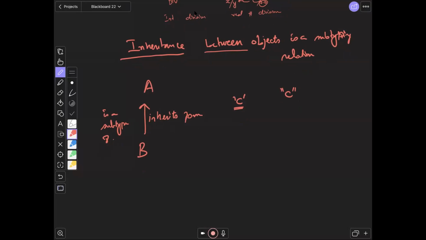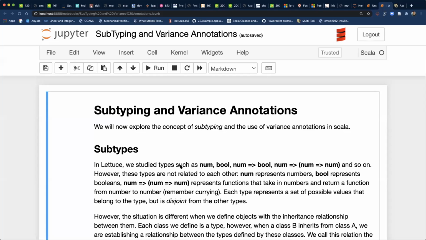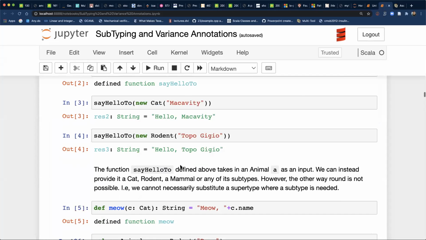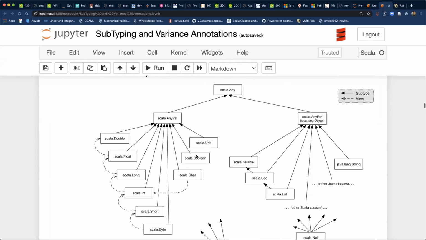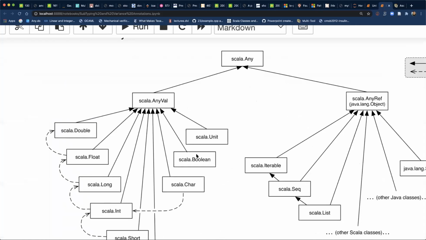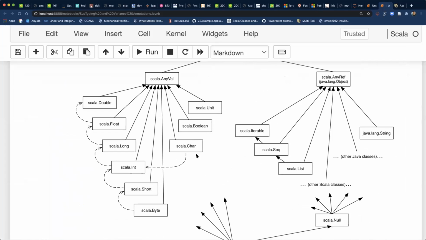So let me then show you the type hierarchy in Scala. It turns out Scala has a very rich type hierarchy, so let me show you the diagram. If you can see my screen, you can see this type hierarchy, and maybe I've shown it to you before. Here on the left, you can see all the quote unquote built-in types: your unit, your Boolean, your char, int, short, byte, long, float, double.